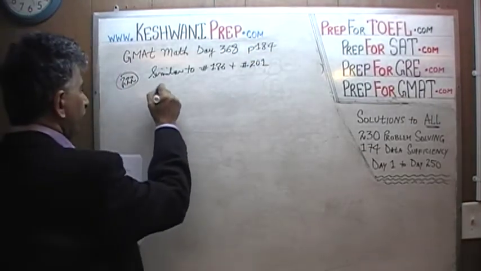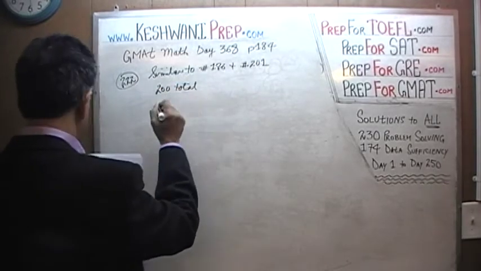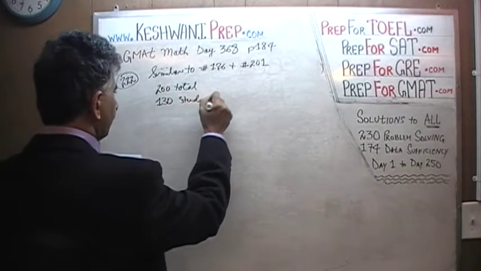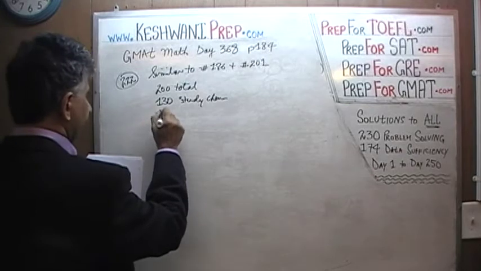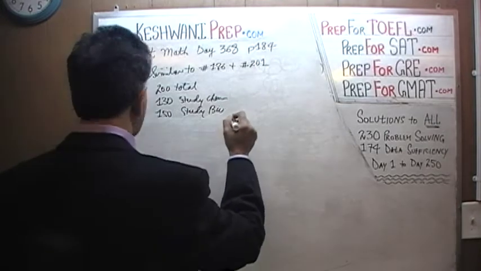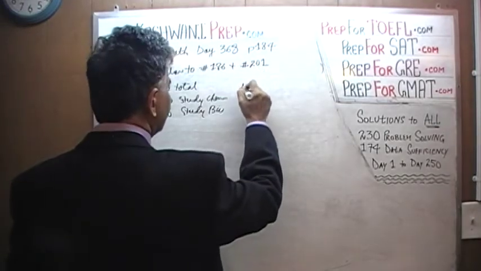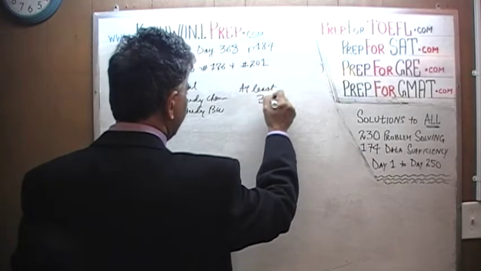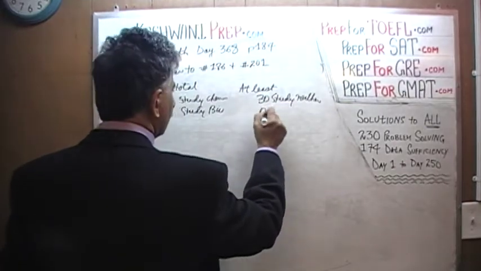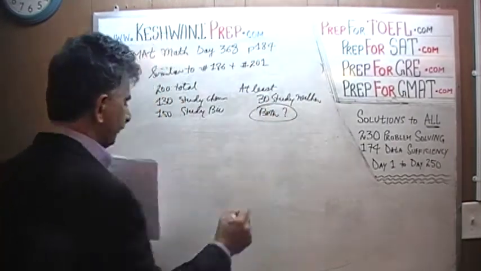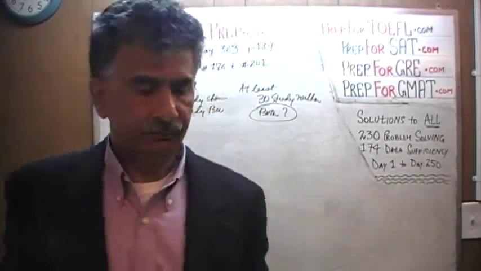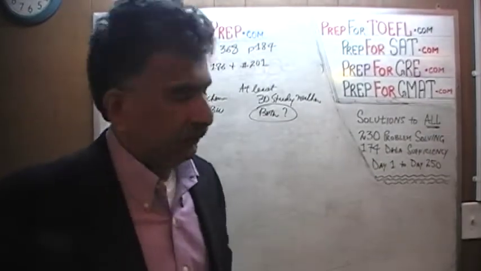Here is what the problem says. We are told that there are 200 total people. We are told that out of those 200, 130 study chemistry and 150 study biology. We are also told that at least 30 study neither. The question is, how many of them study both?